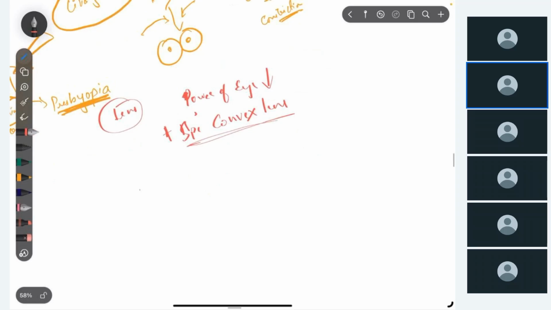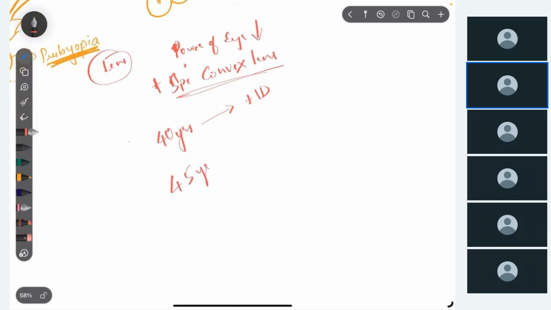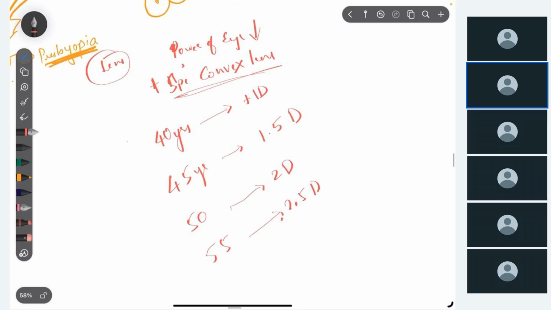Around the age of 40 years, the patient starts developing these symptoms, that is, being unable to read nearby objects because of loss of accommodation. At that time, you need to prescribe him glasses of +1 diopter. And then for each 5 years, you go on adding 0.5 diopter to it. At 50 years, you give him 2 diopter lens. At 55, you give him 2.5 diopter lens. And at 60 years, you give him 3 diopter lens.